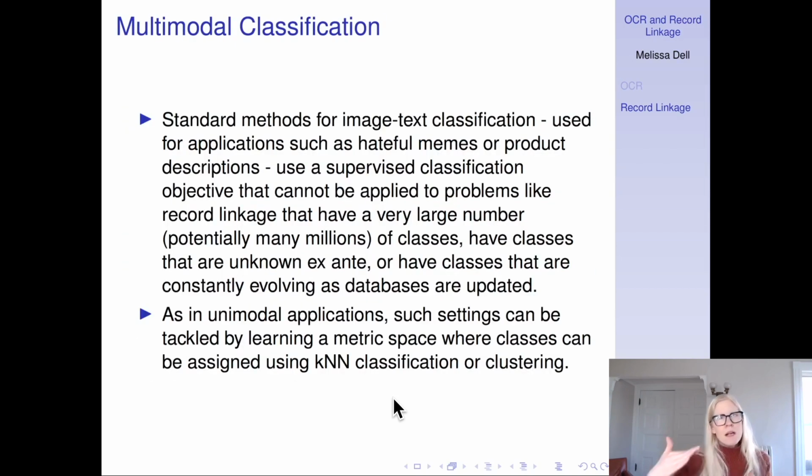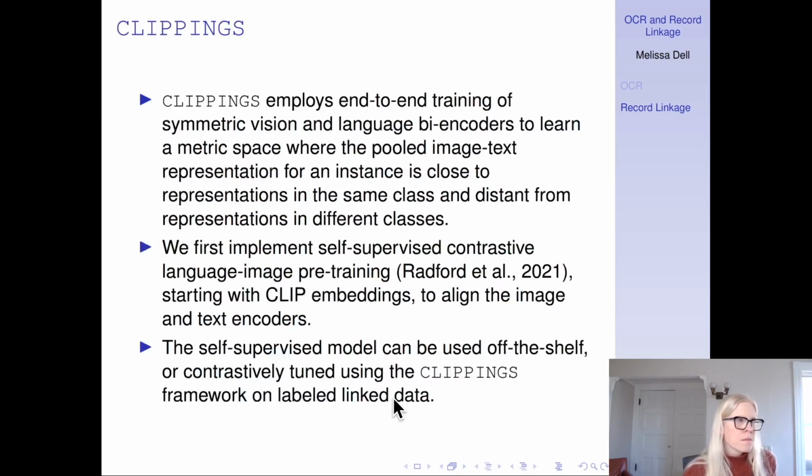The classes also might constantly evolve as the database is updated. With a supervised classification objective, you just have your predetermined classes, so it can't take into account that your classes may be constantly evolving. So as with unimodal applications, such settings can be tackled by learning a metric space where classes can be assigned using KNN classification or clustering. This is very much like I talked about with FOCR, that you can add new characters at inference time. Same thing here, you can add new classes as the database evolves.